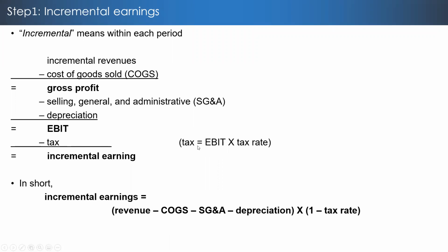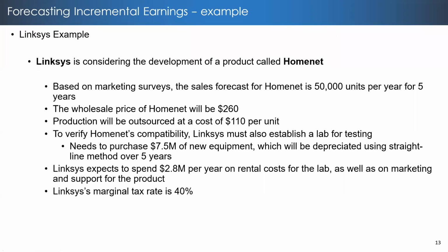So in short, incremental earnings will be, starting from revenues, less cost of goods sold, less SG&A, less depreciation, and then we subtract tax. Usually tax is the EBIT times the tax rate, say 20%, 35%, depending on the nature of the company. After deducting the tax, by multiplying by 1 minus the tax rate, we reach the final incremental earnings. So this is how we do incremental earnings.